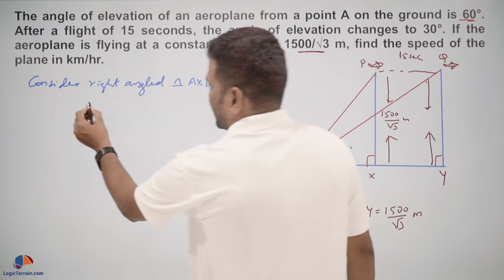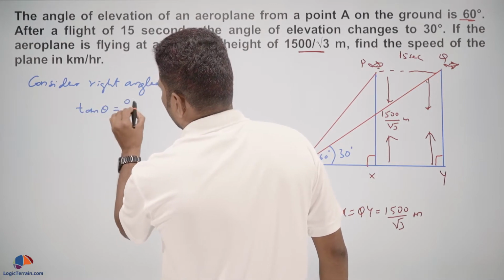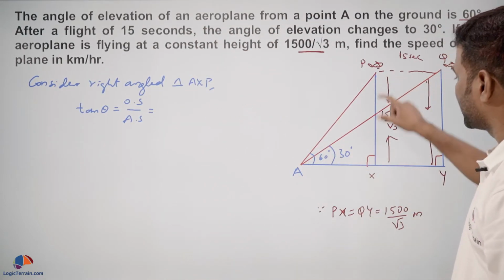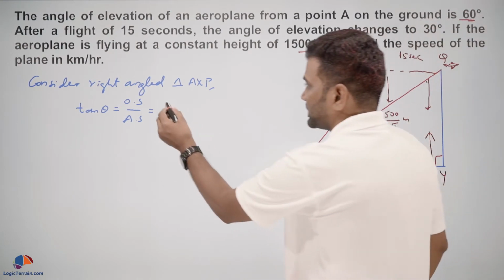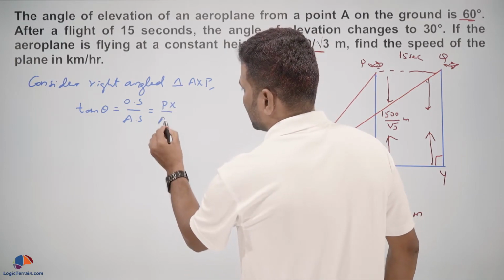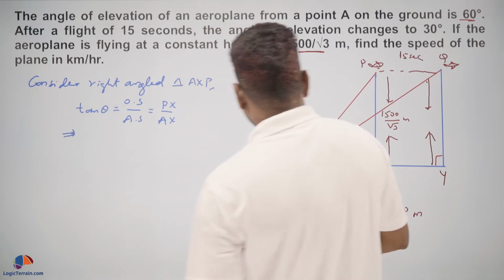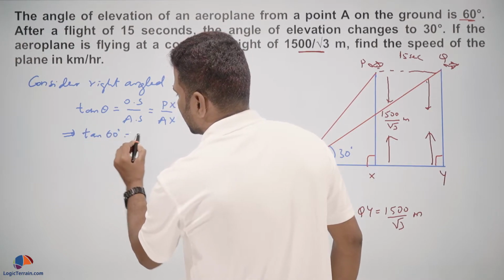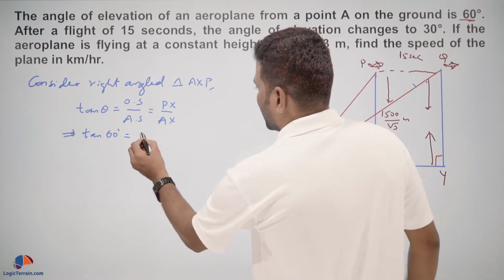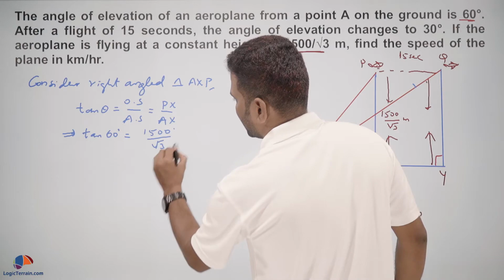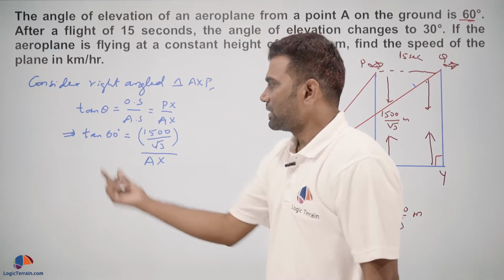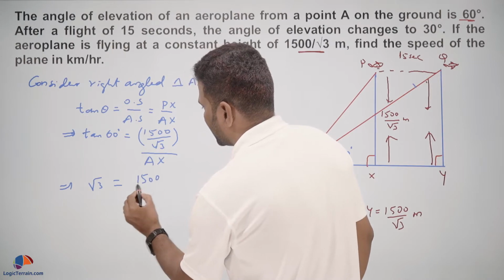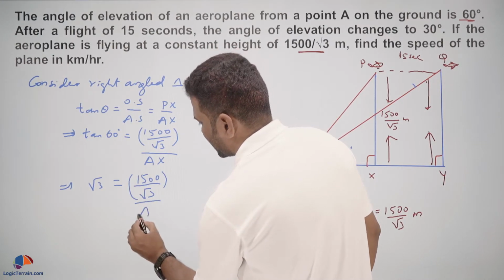tan theta. So tan theta is equal to opposite side upon adjacent side. In other words, perpendicular upon base from this triangle. This opposite side is PX and the adjacent side is AX. Here theta is 60 degrees. Now we will substitute. Tan 60 degrees is equal to PX, and PX is 1500 upon square root 3, upon AX. And the tan 60 value is square root 3, so square root 3 is equal to 1500 upon square root 3 upon AX.